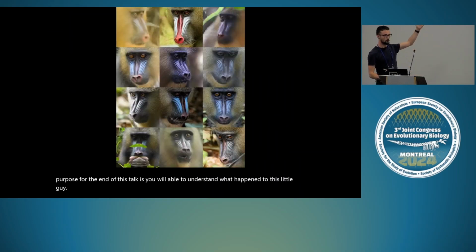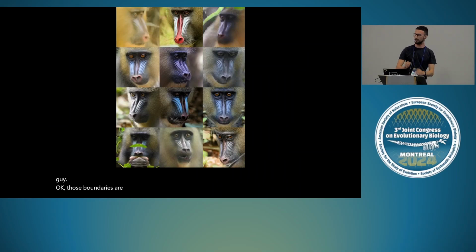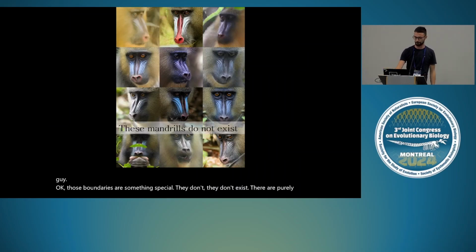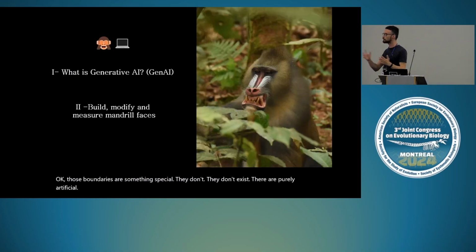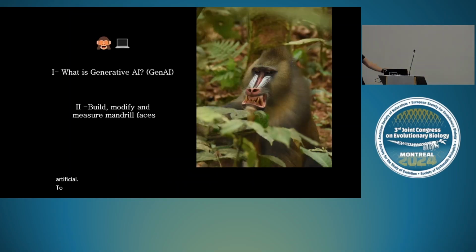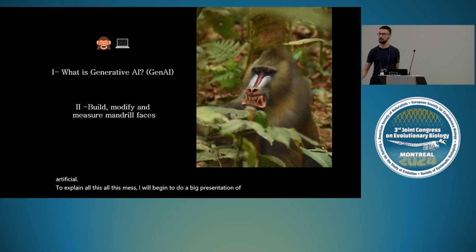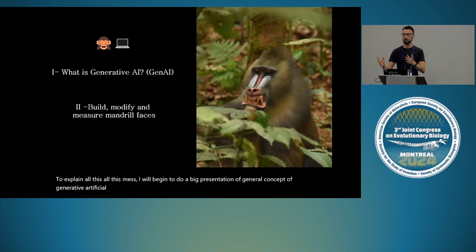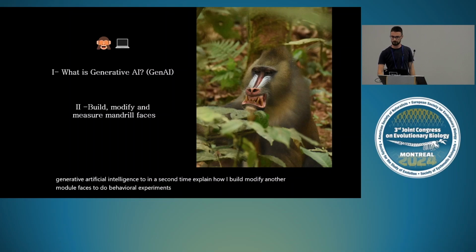Okay, those mandrills are something special. They don't exist. They are purely artificial. To explain all this mess, I will begin with a big presentation of the general concepts of generative artificial intelligence, and in a second time, explain how I build, modify, and measure mandrill faces to do behavioral experiments with mandrills.